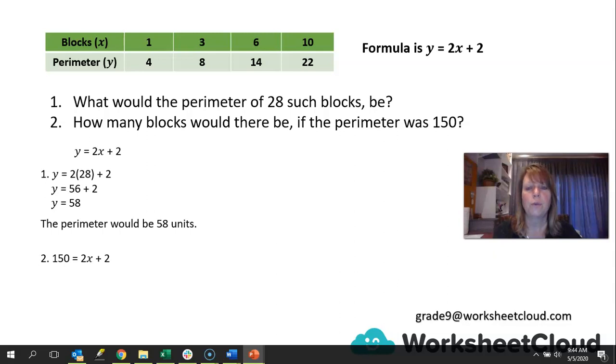Okay, so 150 is equal to 2x plus 2, because we know what the formula is. We're now going to go 150 minus 2 is equal to 2x. 148 is equal to 2x. We now divide the 148 by 2, and we end up with 74 for x. And what would that be? We would need 74 blocks if we had a perimeter of 150.